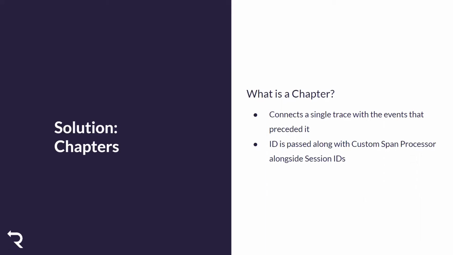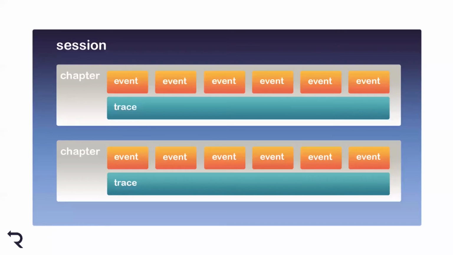Whenever the client sends a new request to the server that would start a trace, it creates a new chapter ID. And with that, we're now able to have two forms of identification. Next, we're going to show what that looks like.